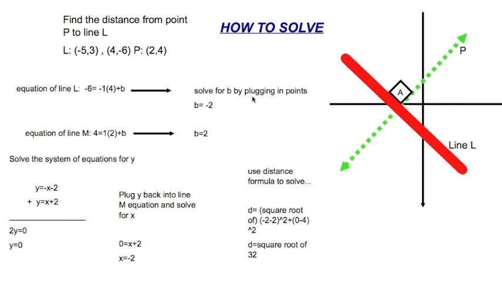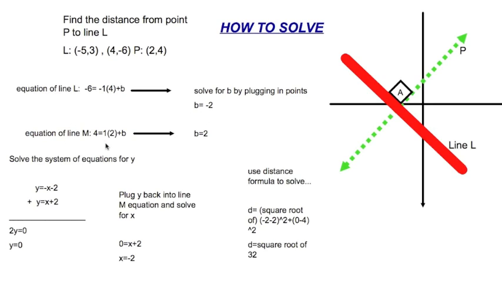This is just a sample problem for the distance formula. You would find the distance from point P to line L, and for L, the points would be (−5, 3) and (4, −6), and point P would be located at (2, 4). So first thing you're going to do is find the equation of line L, and you know the slope is −1 by using the slope equation and finding the slope of line L. And once you know that, then you're going to plug in a pair of coordinates, and then you're going to solve for b, which in this case is −2.